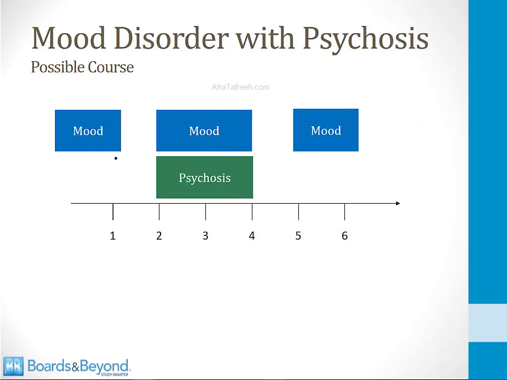In contrast, for a patient with mood disorder with psychosis, they might have recurrent episodes of their mood disorder, and then during one particularly bad episode, they have some psychotic features. This is a mood disorder with psychosis. Note that the psychosis never occurs by itself outside of the mood symptoms.